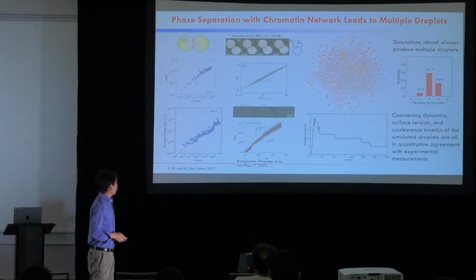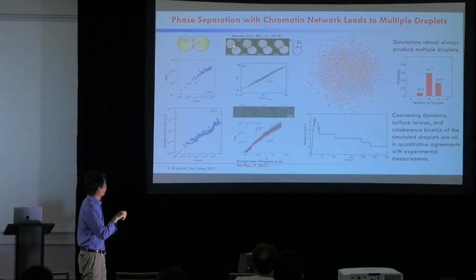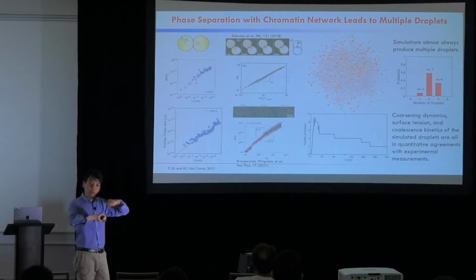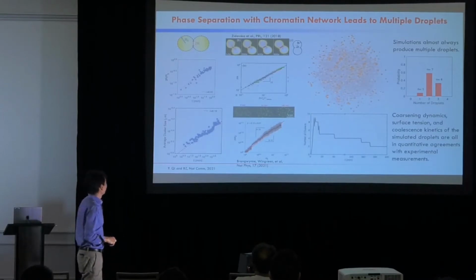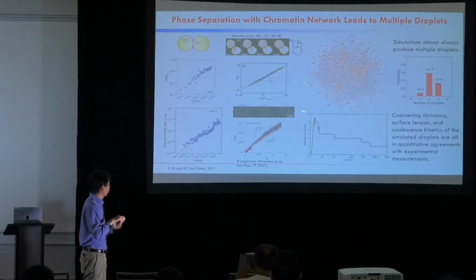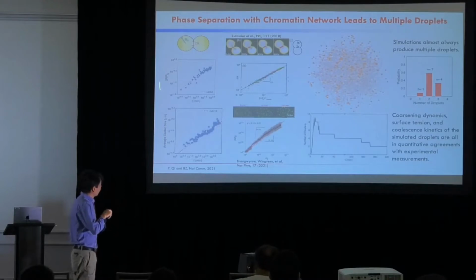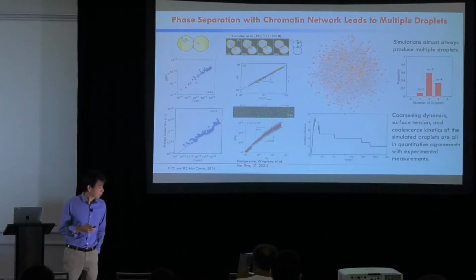And this is another experiment from the Lewicka lab where they directly look at the coarsening kinetics of two fusing nucleoli, and they quantify the average neck radius as a function of time, and see this power-law behavior with an exponent of 0.2, which was actually also reproduced in our simulations.